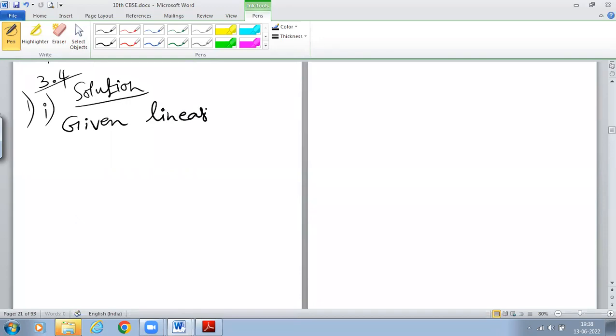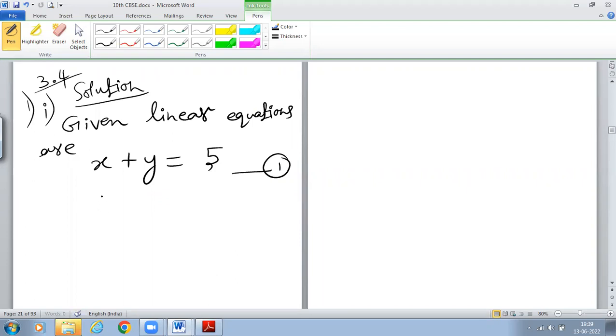Actually this lesson is all about solving linear equations in two variables. Given linear equations are x plus y is equal to 5, and I'm going to consider it as equation number 1. Because there are two equations, one equation is named equation number 1 and another is equation number 2. The second equation is 2x minus 3y is equal to 4. This is equation number 2. So this is how you have to start the sum. Given equations, you have to name them as equation number 1 and equation number 2.